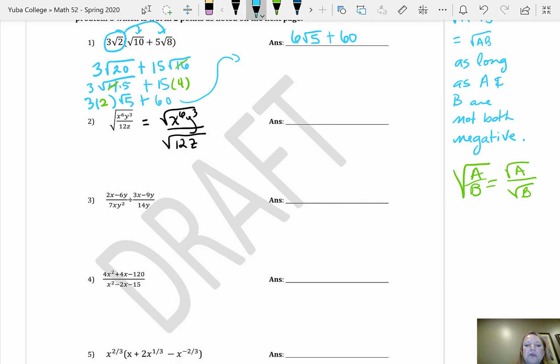So the square root of x to the 6th, well, you're thinking to yourself, what can you square to get back x to the 6th? Well, you can square x cubed to get back x to the 6th. And so the square root of x to the 6th is x cubed. I notice that I can't pull out the square root of y cubed, but I can break it down just like I'm going to do for that square root of 12.